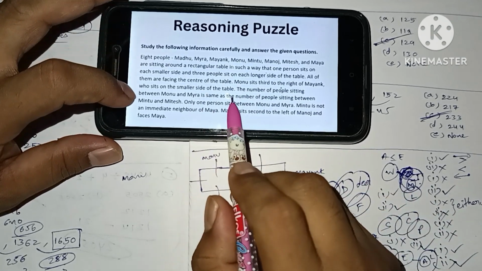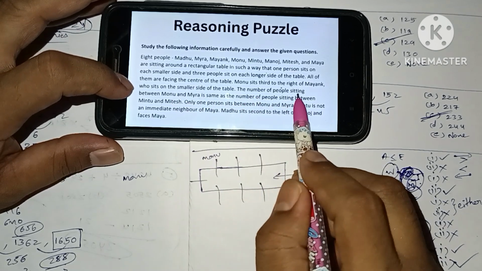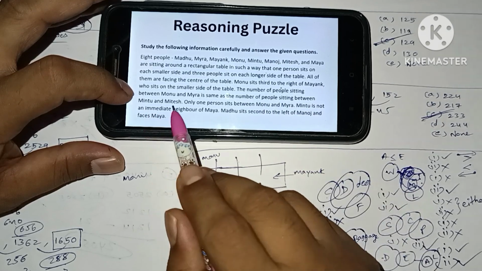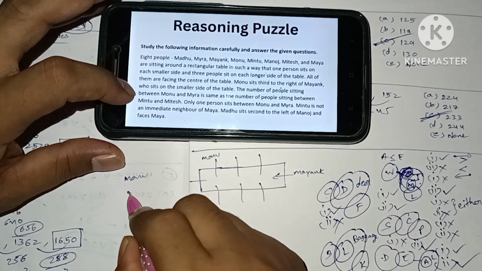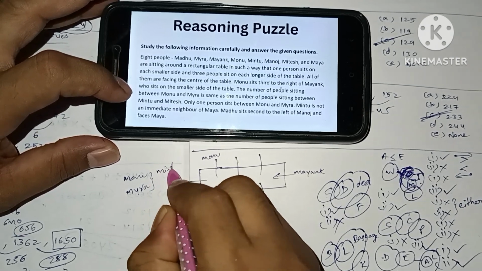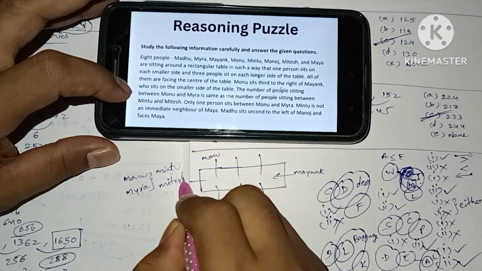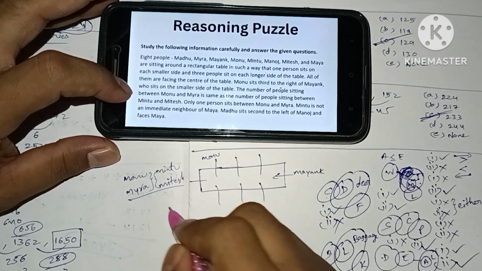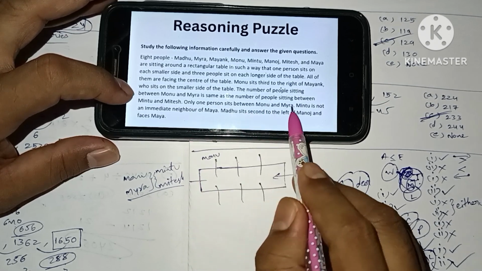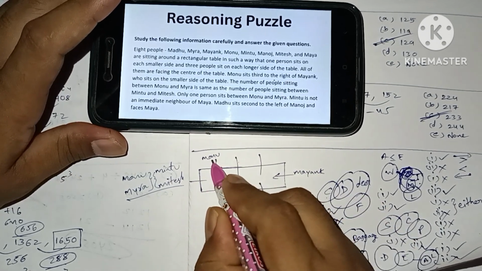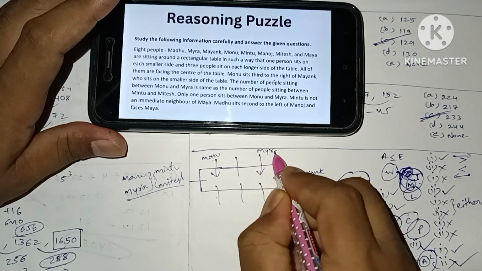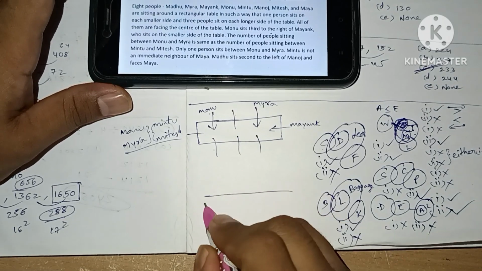Next, the number of persons sitting between Monu and Maira is the same as between Mintu and Mitesh. Okay, this is one rough statement. Next, only one person sits between Monu and Maira. So here we have Monu. Maybe Maira's place is here, or another possibility is Maira here. So we take one more possibility.